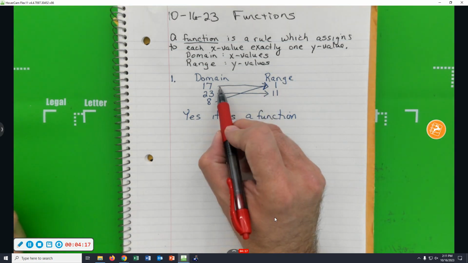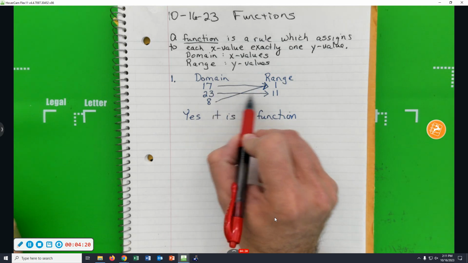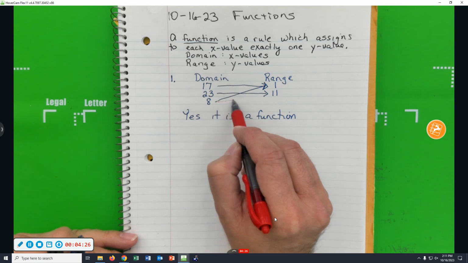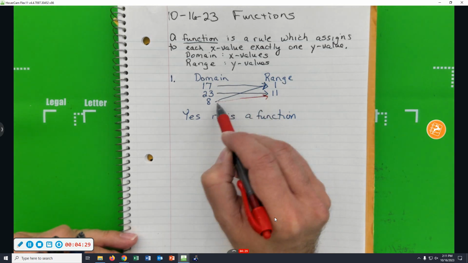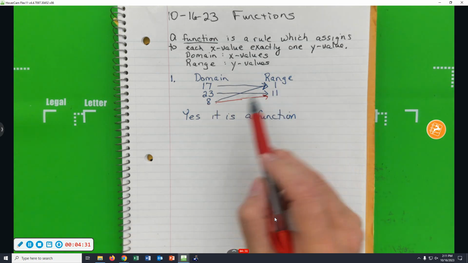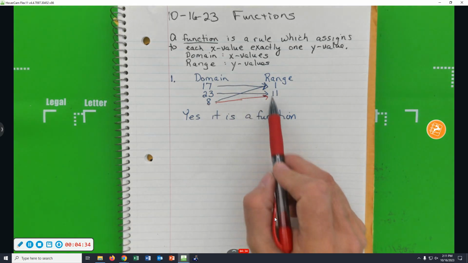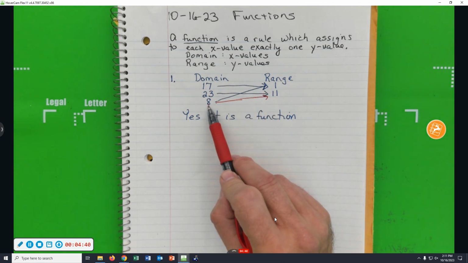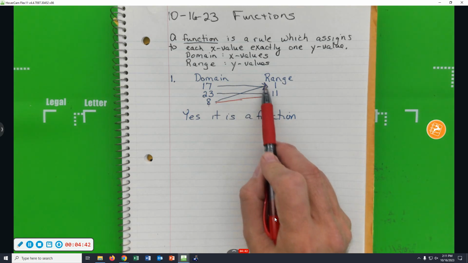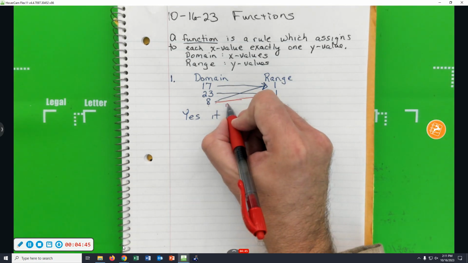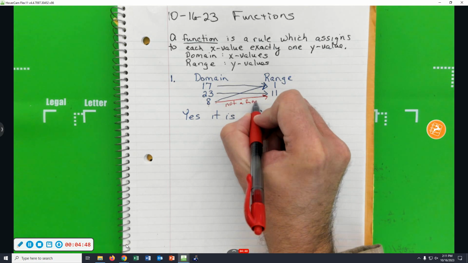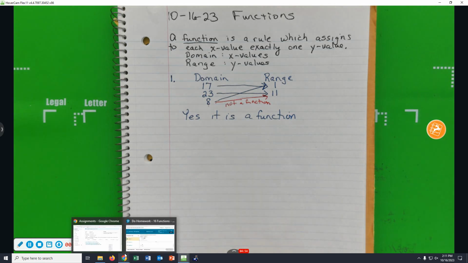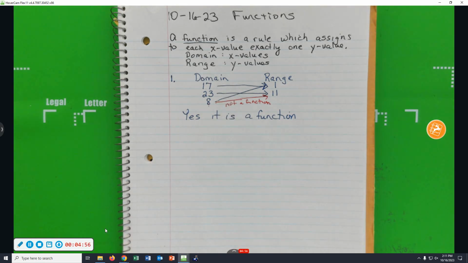Notice how each one of these numbers has just one arrow coming out of it. Suppose there were 2 arrows coming out from the 8. Would it be a function then? No, it would not be a function, because then this x value has 2 y values. So for this little red line, I'm going to write not a function. If any one of those numbers had 2 arrows coming out of them, then there wouldn't be a function. But for us, that wasn't the case, and it is a function.